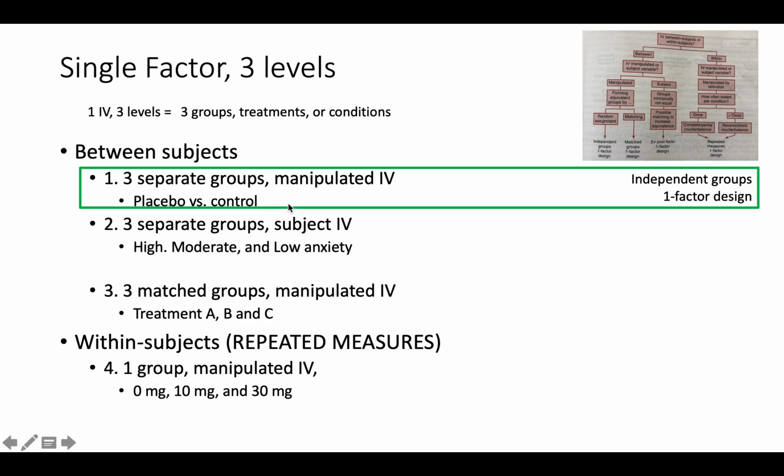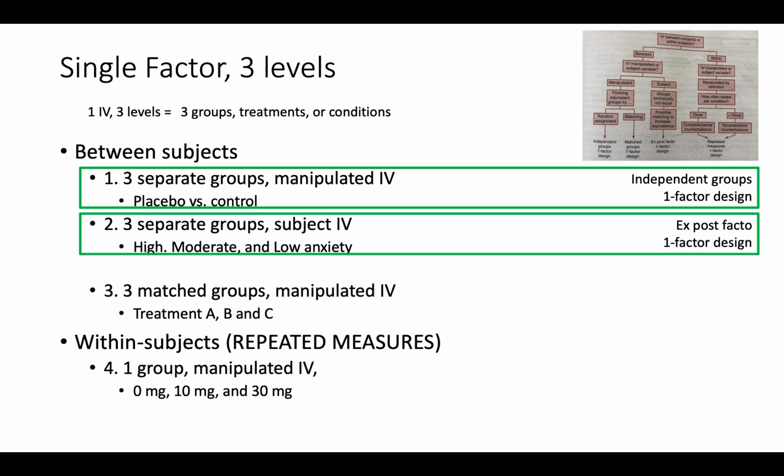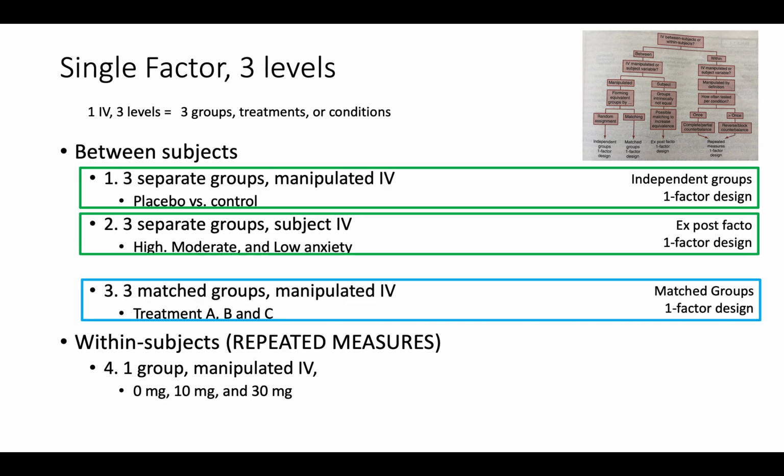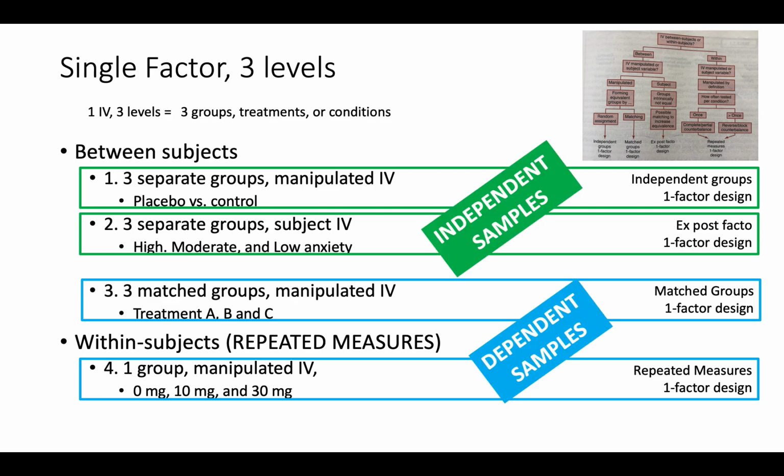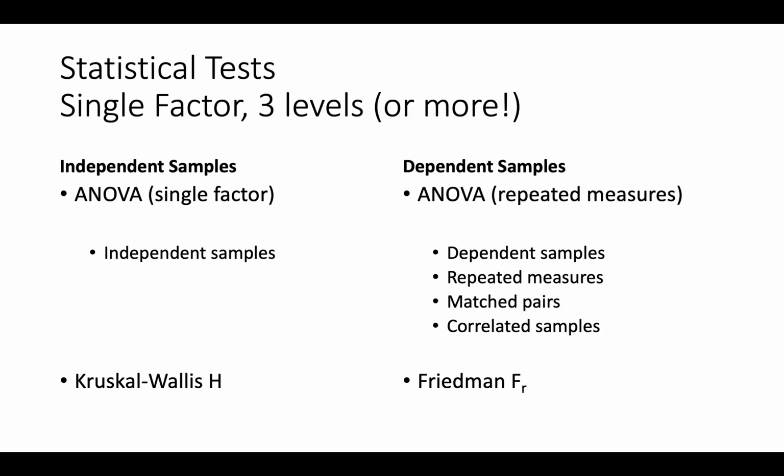So once again, we have an independent groups 1-factor design. This is an ex post facto 1-factor design. This is a matched groups 1-factor design, and this is a repeated measures. Again, these are independent samples. These are dependent samples. So when we go to do a statistical test on a 3-level single-factor design, if we have independent samples, we can do an ANOVA or a Kruskal-Wallis. If we have 3 levels in dependent samples, we can do an ANOVA for repeated measures or a Friedman.